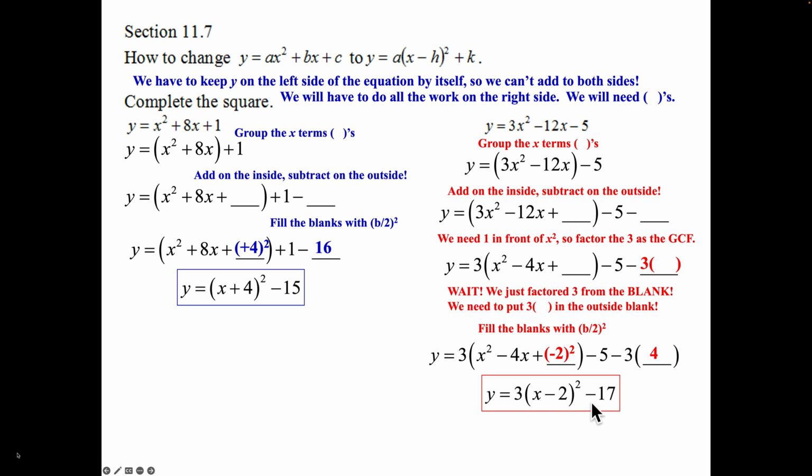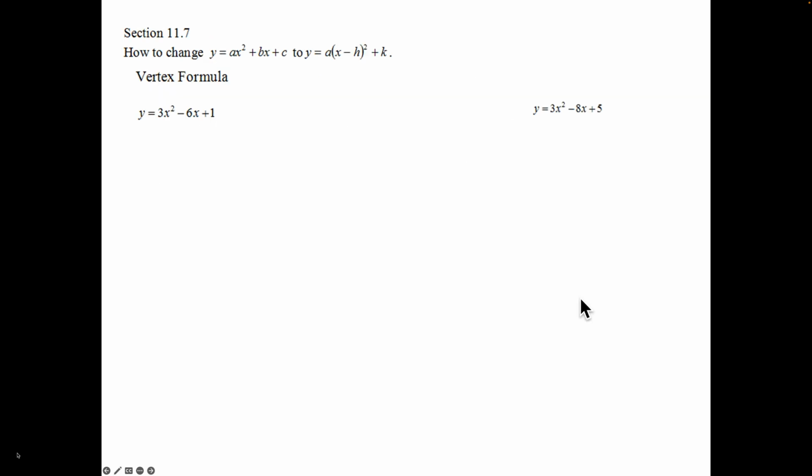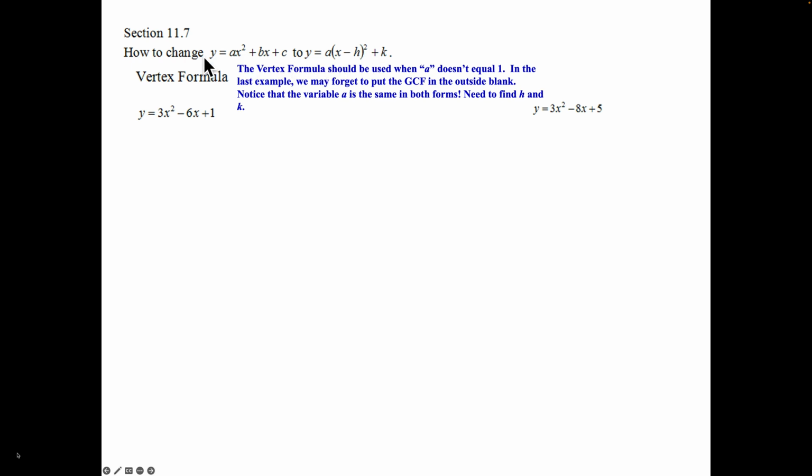Now, I know what you're thinking. I'm going to forget this 3. I do once in a while as well. So there is another technique that we will use. This is called the vertex formula to change ugly ax squared plus bx plus c's into this. As we mentioned, these two a's are going to be exactly the same.